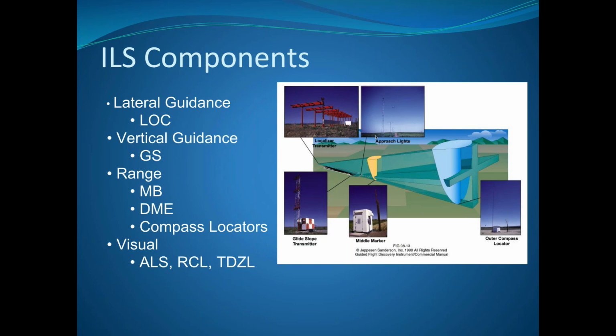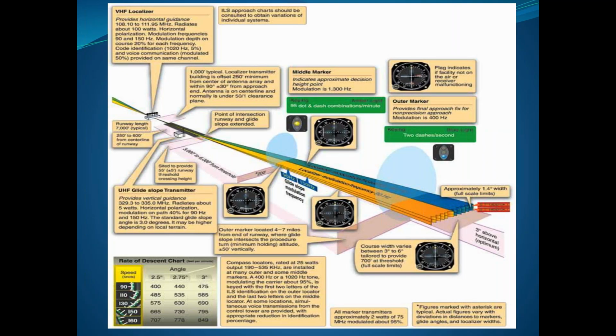For the visual, just like I said, the approach lighting system, touchdown zone lighting, our runway center line. All of those are visual guidance coming into the runway. And for the visual, we have multiple different lighting configurations depending on the airport we're flying into. This just breaks it out a little bit more for you. It tells you where these transmissions are done and what your instrumentation will look like on your descent.